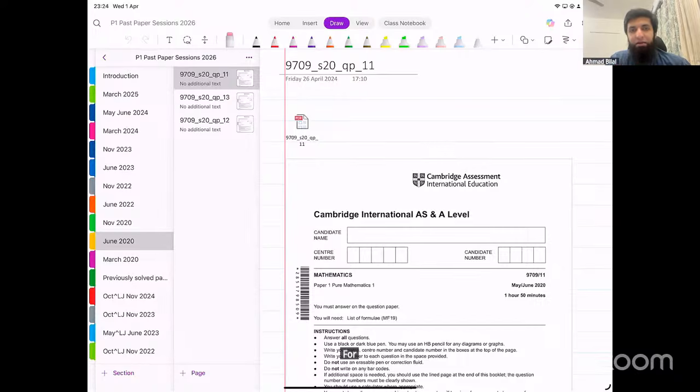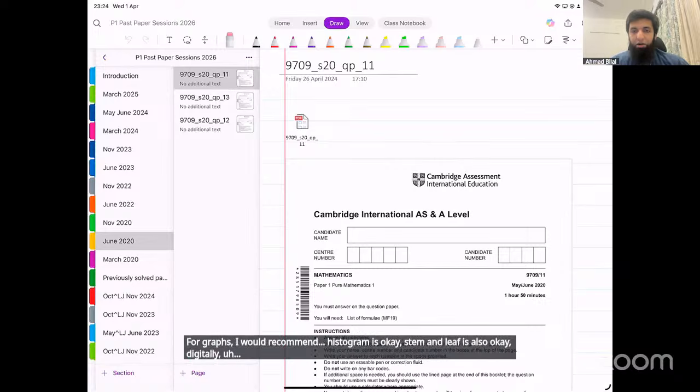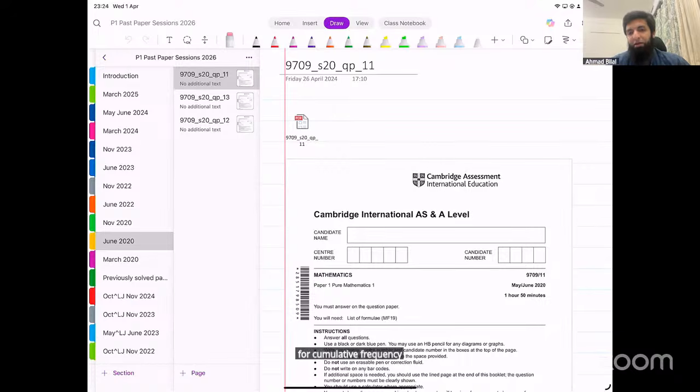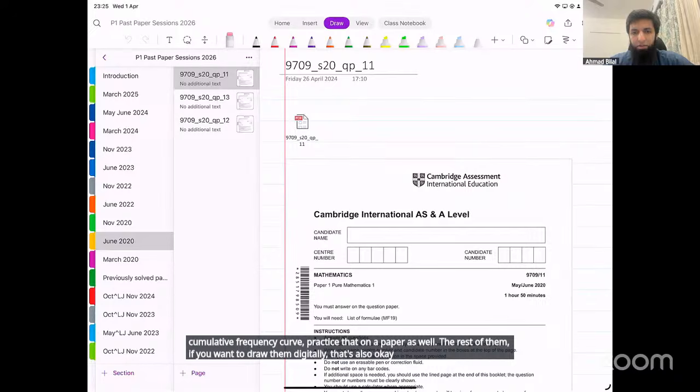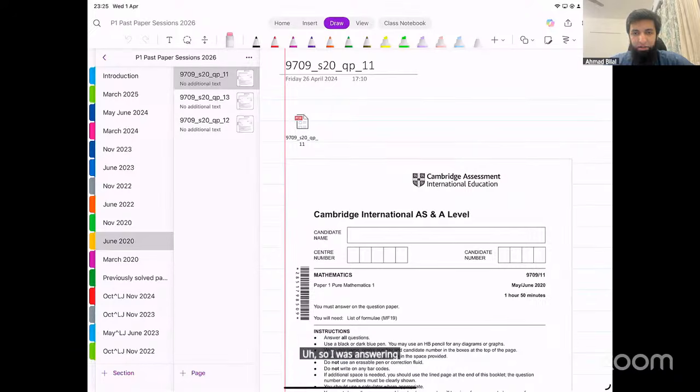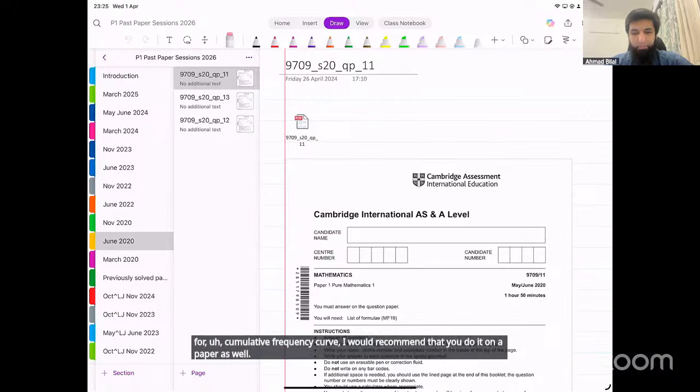For graphs, I would recommend histogram is okay, stem and leaf is also okay digitally. For cumulative frequency curve, I would recommend that you practice that on a piece of paper as well. The rest of them, if you want to draw them digitally, that's also okay. So I was answering Vanya's question. She asked whether she can just practice drawing graphs on a digital tablet. That's okay for the rest of them. For cumulative frequency curve, I would recommend that you do it on paper as well. Okay.